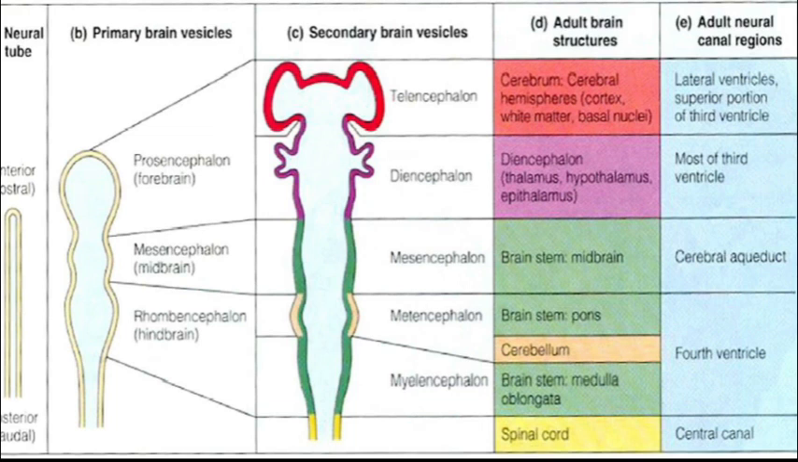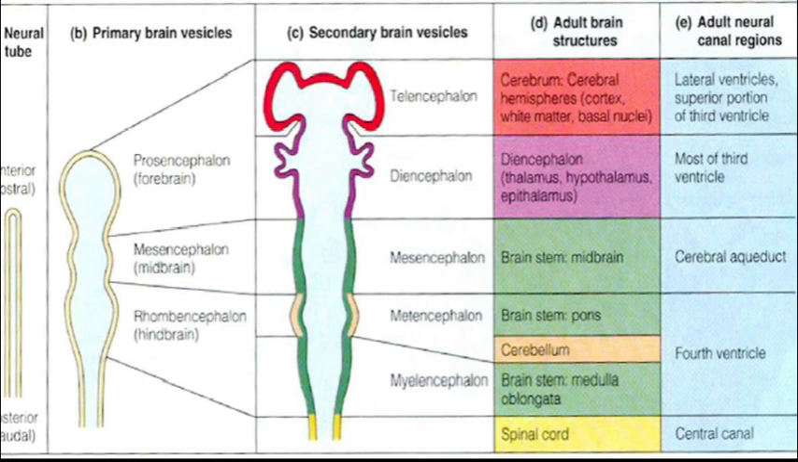Let's see the mesencephalon. The mesencephalon is differentiating there to give you the adult brain structures. That's the part of the brain stem that we call the midbrain. The adult neural canal region you find in the midbrain is the cerebral aqueduct. I said that earlier on. I'm still looking at the diagram.